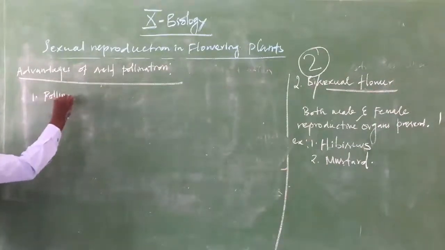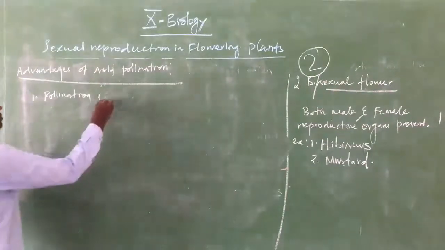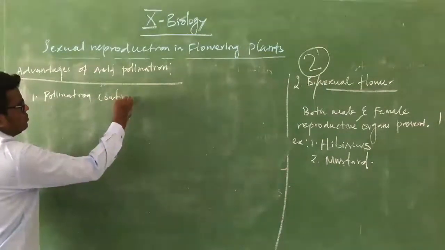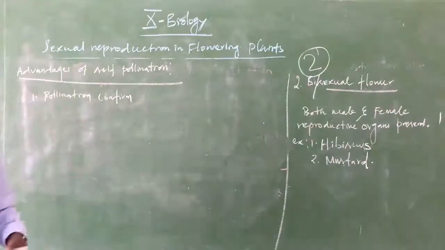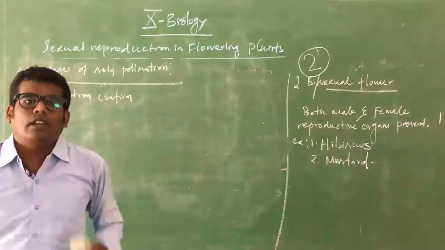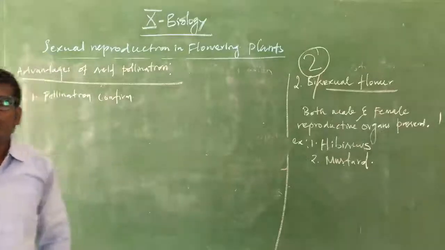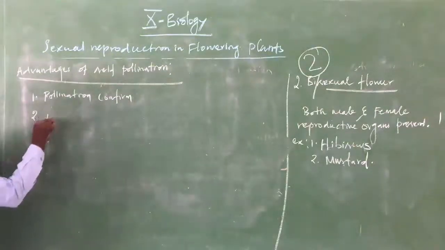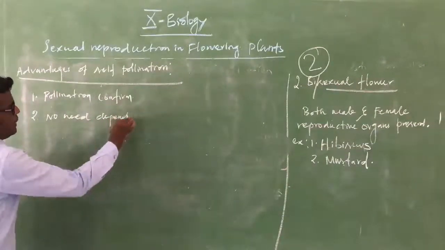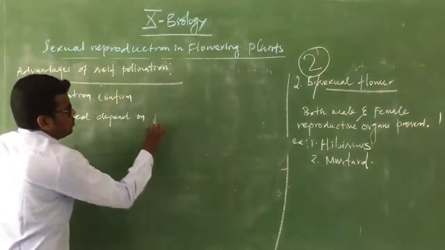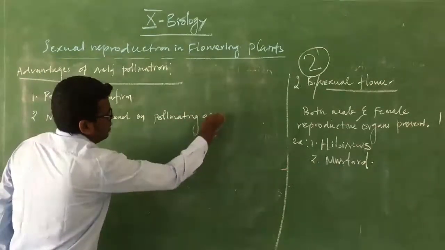pollination confirmed, because the male and female reproductive structures are there, so maximum pollination occurs. Second one, no need to depend on pollinating agents.